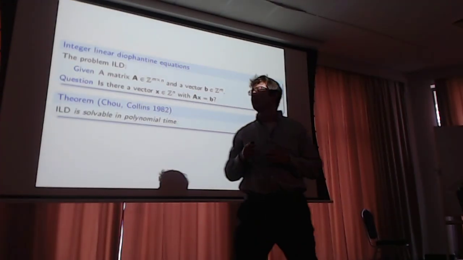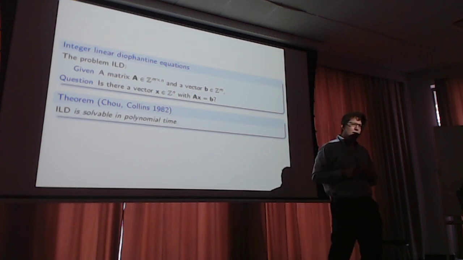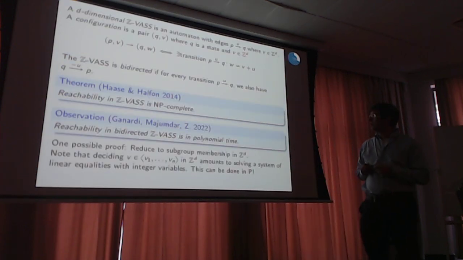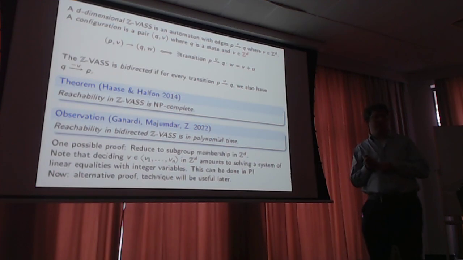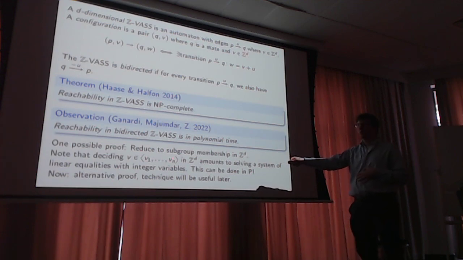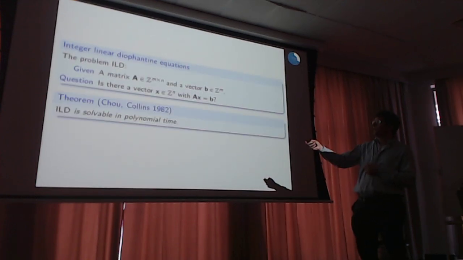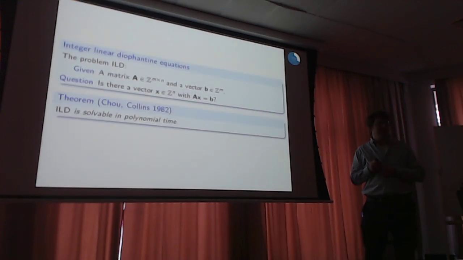So this is a somewhat non-trivial result. One way of proving this is using equations. The first proof I just showed you reduces the reachability problem to membership in subgroups, and that is the same as solving equations. But why is solving equations in P? Is it easy to see? That's a non-trivial result.